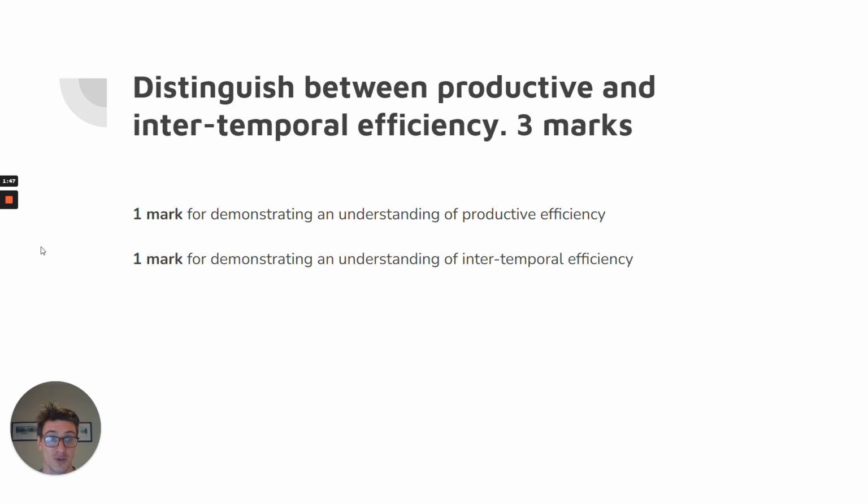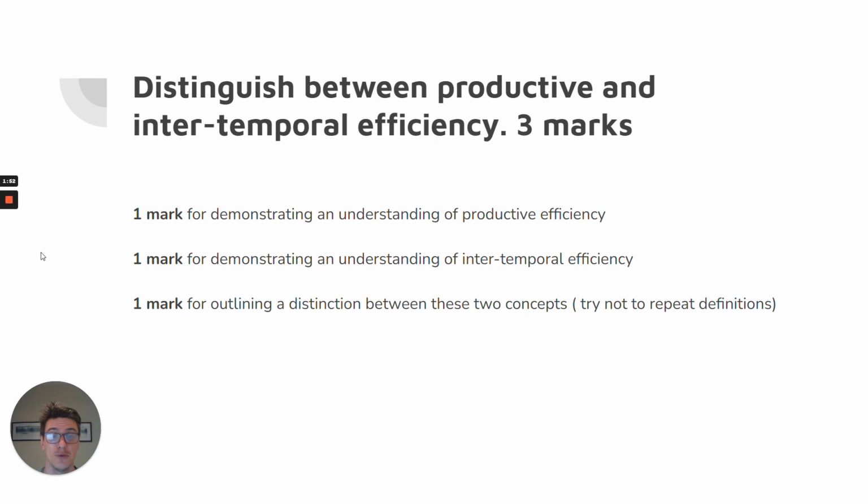Then obviously we need to demonstrate an understanding of intertemporal efficiency. And finally, the third mark for me would be outlining the distinction between the two concepts. So what is the key difference between productive and intertemporal efficiency? And what you really want to do here is try to add extra information. You want to try not to just repeat your two definitions. You want to give something more, some deeper understanding to show that you know not just what they are, but what the difference between the two concepts is. So of course you can apply this to any distinguish question. Okay, let's have a look at how we're going to attempt this.